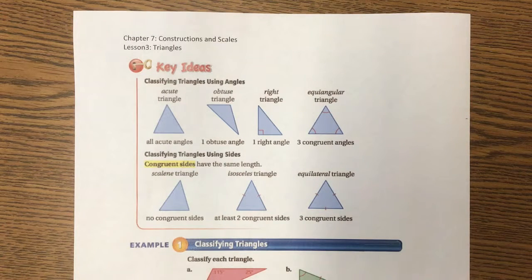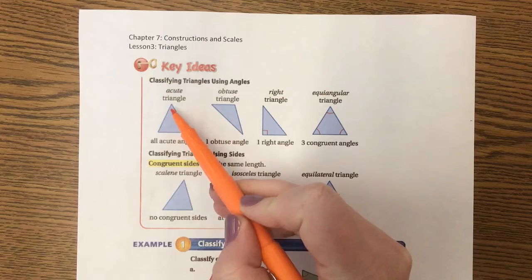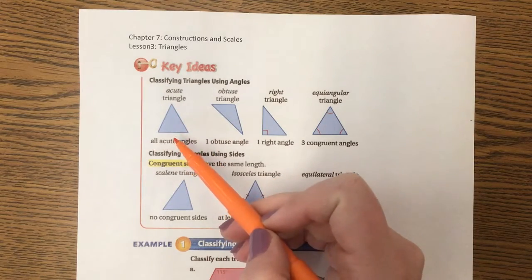Okay, so today we're going to be talking about triangles and the different types of triangles that there are. So number one, how to classify triangles using angles. So number one, we have an acute triangle. And what this means right here is that every single angle in the triangle is acute.